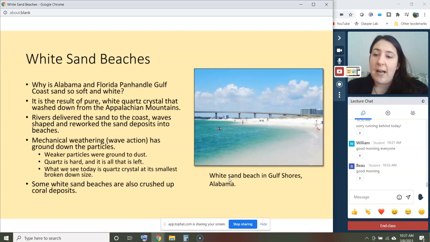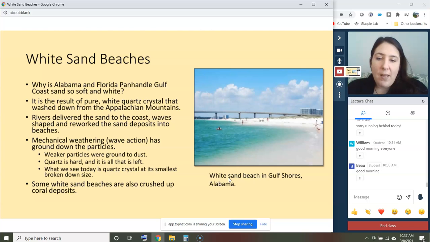So you might ask, why is Alabama and the Florida Panhandle Gulf Coast sand so soft and white? And the reason is because it is essentially pure white quartz crystal. This is crystal that was originally broken from Appalachian mountain rocks and then washed down from the Appalachian Mountains. Rivers delivered the sand to the coast, and then again, waves shaped and reworked those sand deposits into beaches.